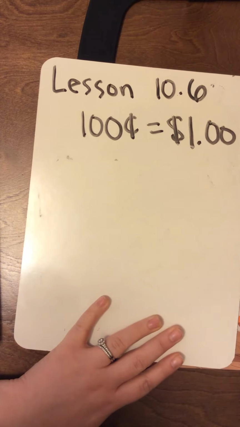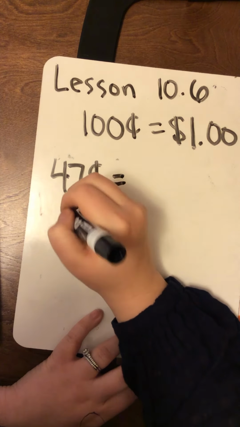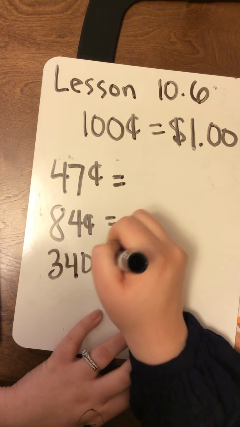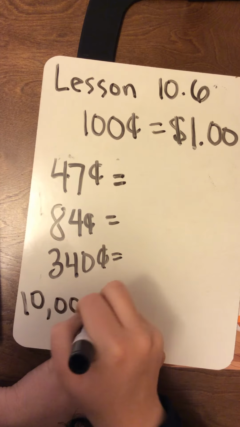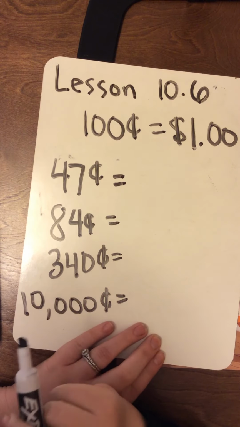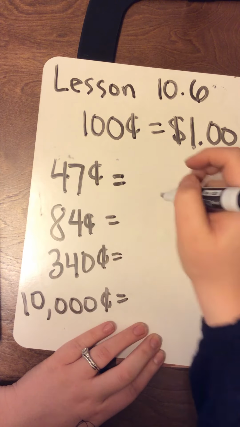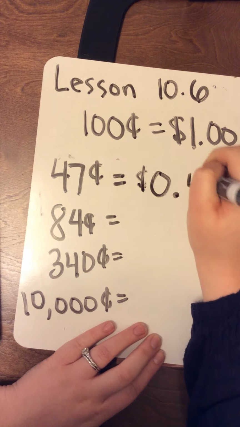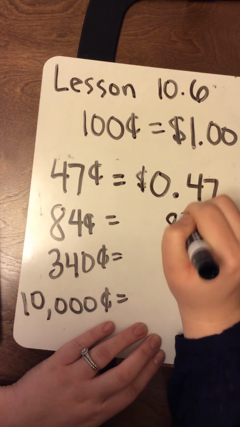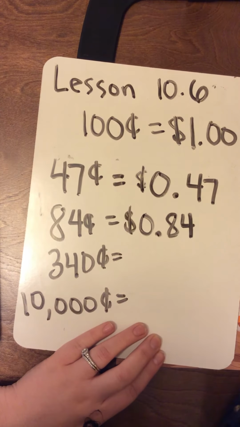Let's do a little practice. 47 cents equals what? 84 cents, 340 cents, and then a challenge, 10,000 cents. So we know we put the decimal point when I'm converting cents to dollars. I will put the decimal point before the last two digits. So 1, 2. I can do it like this. Then I know I just put that 0 because we have $0 there.